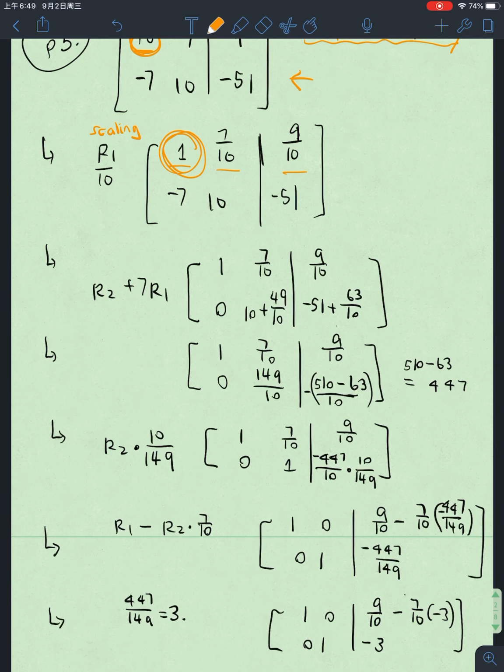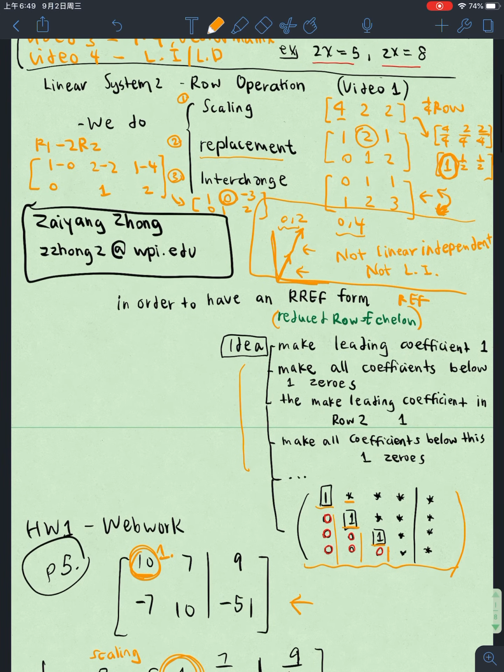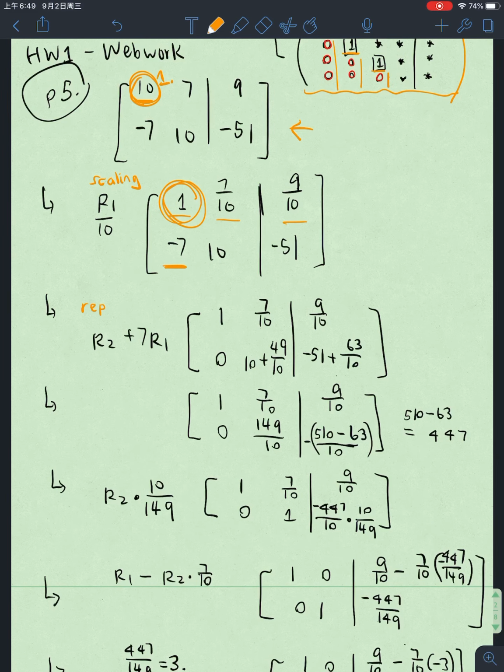And then after that, we need to make sure all the numbers below the 1 are 0. So we need to make this negative 7 a 0. In order to do that, we do the replacement. So we just add 7 times row 1 to row 2. So negative 7, we know it adds 7 and it will be a 0. So this add 7 means to add 7 times row 1. So here we just do row 2 plus 7 times row 1. And this will be negative 7 plus 7 times row 1, and 10 plus 7 times row 1.